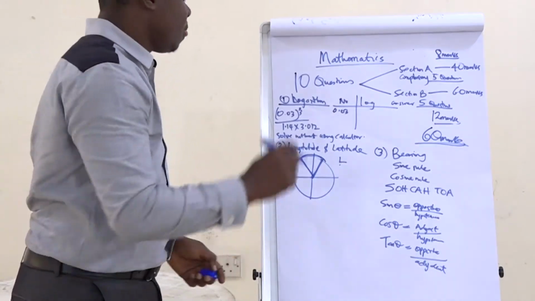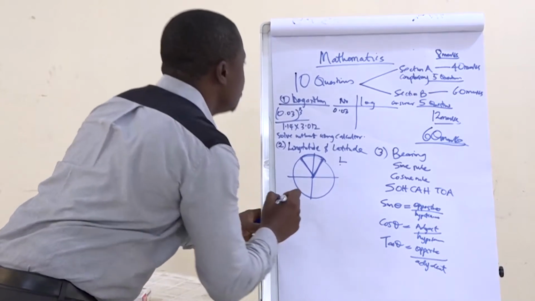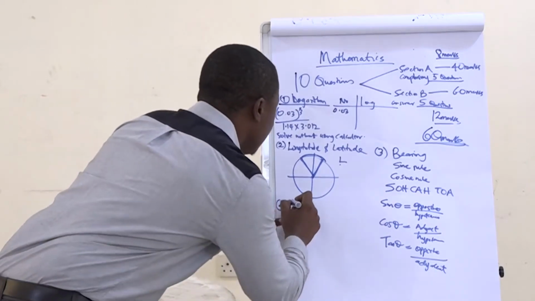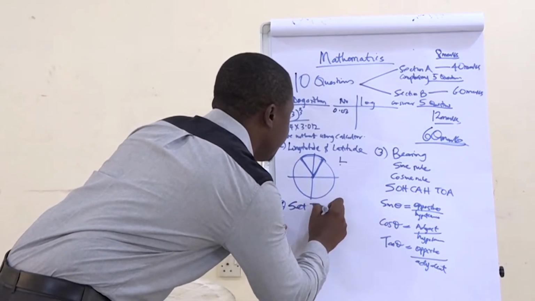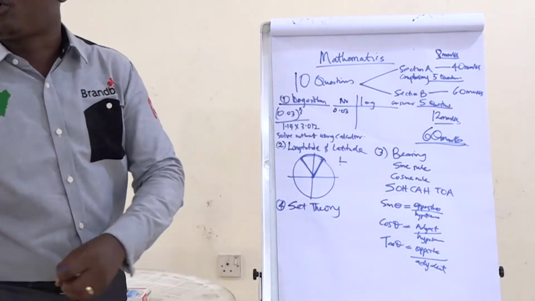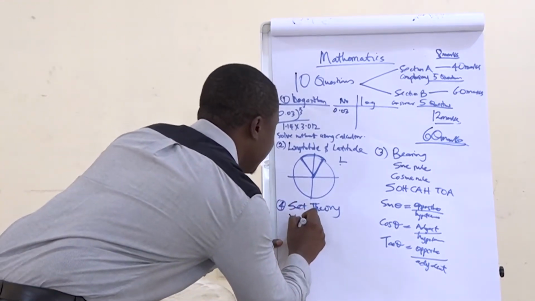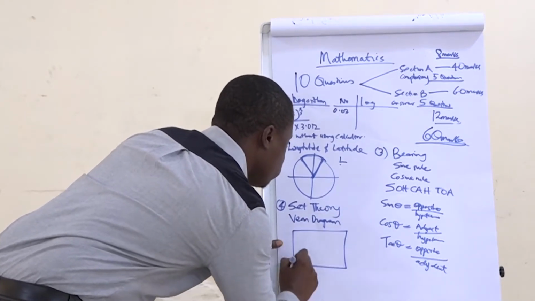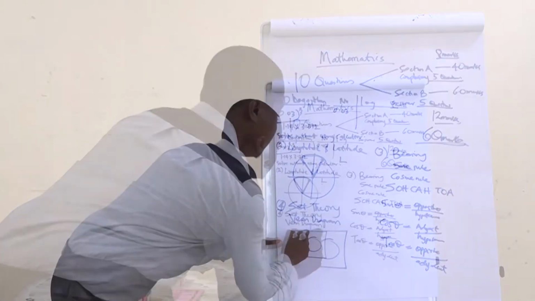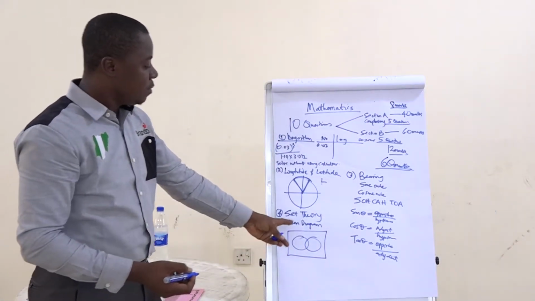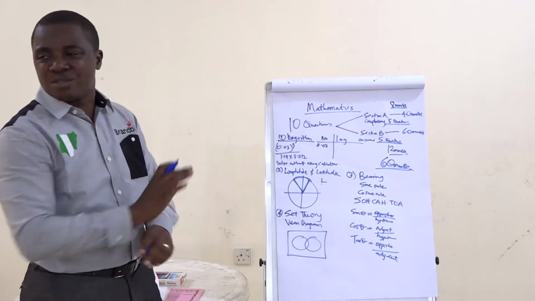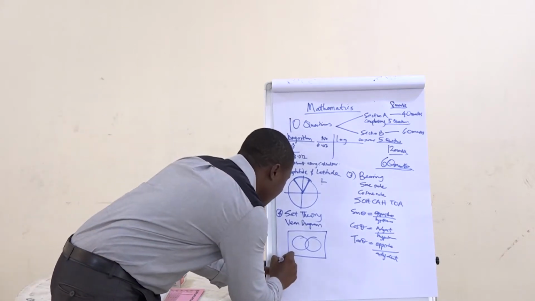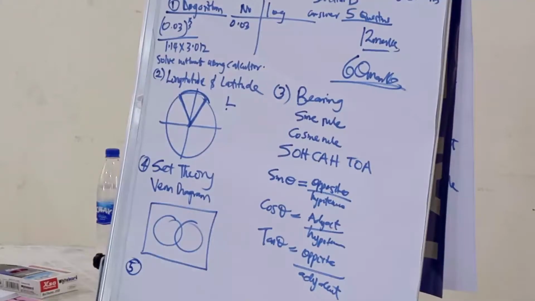It must come out. Number 4, the fourth topic you need to know is set theory, where you have to draw what we call the Venn diagram. You cannot escape it. It must come out. Must.